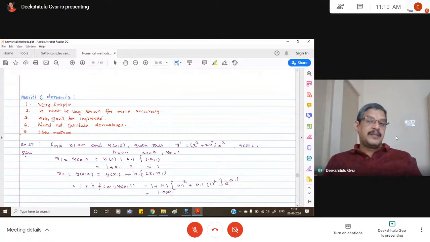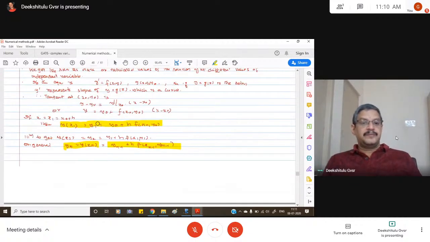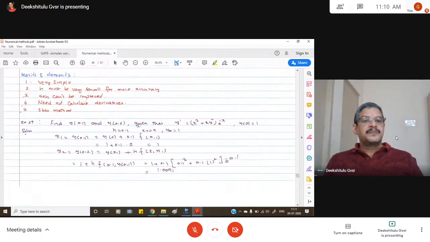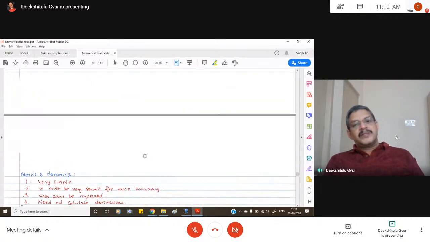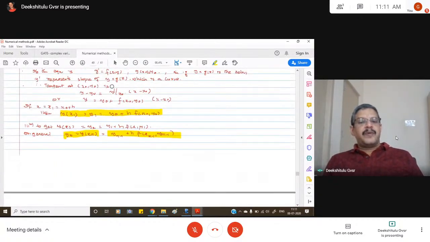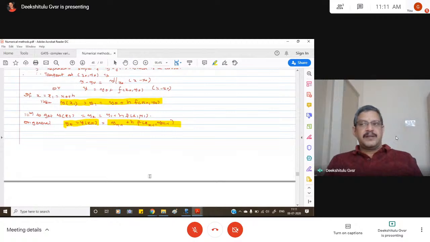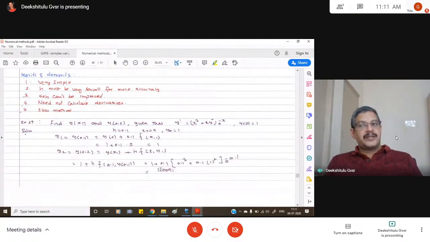And the third one is, once you get y at 0.1, this cannot be further improved. If you get y at x1, then it cannot be improved. That is the problem. One more thing here is that the slope y dash at x naught is approximated only as f of x naught, y naught. We'll see the next method, and understand better how this can be improved.